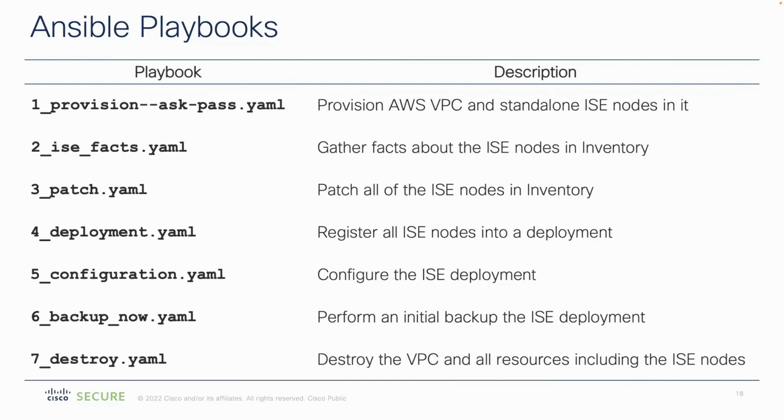And then we're going to gather some ISE facts, which basically is information about the deployment. We're going to run through and actually do a patch. We're then going to deploy, put all those nodes into a deployment under a single primary PAN node, configure the primary PAN, which of course replicates to all the other ISE nodes in the deployment, do a backup, and then we're going to destroy the whole thing that we just created.